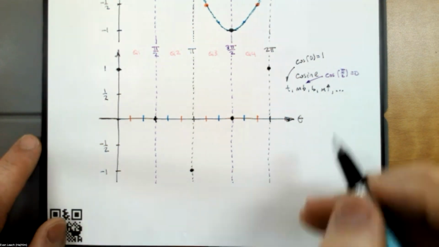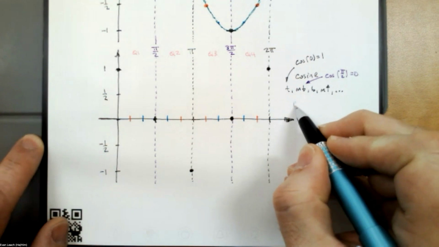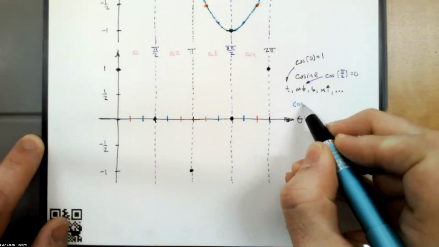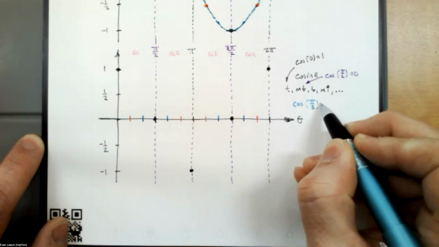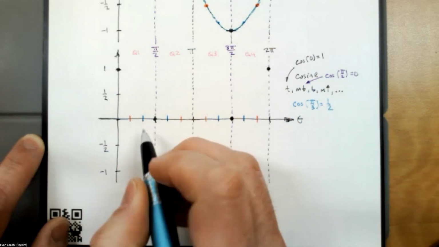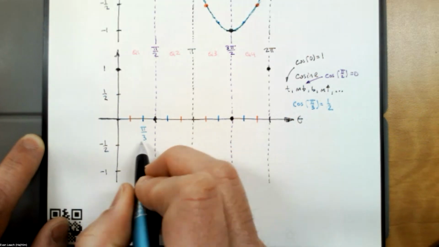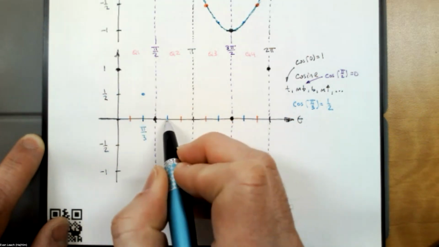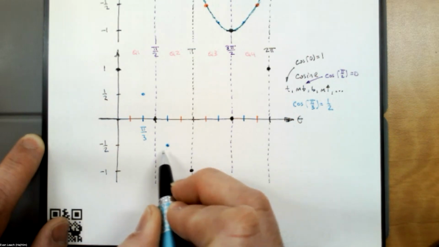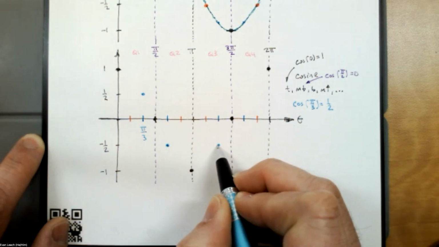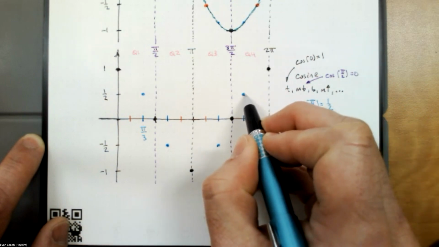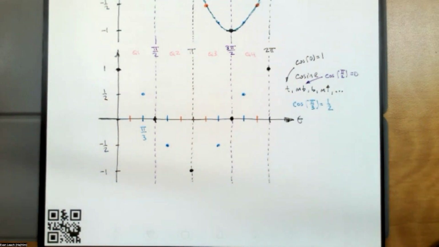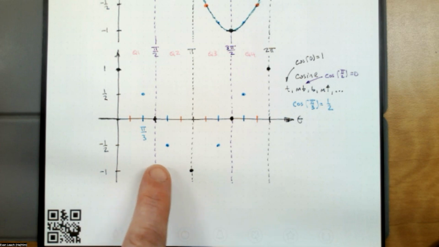In this case, we're dealing with cosine, and the halfway is at pi over 3. Cosine of pi over 3 is equal to 1/2. So it's at pi over 3 that we're going to mark our halfway points. At pi over 3, at the next pi over 3, and at this next pi over 3, we'll mark our halfway points. Those are the pi over 3 radian angles in each of the 4 quadrants. What's pi over 3 in the second quadrant in radians?